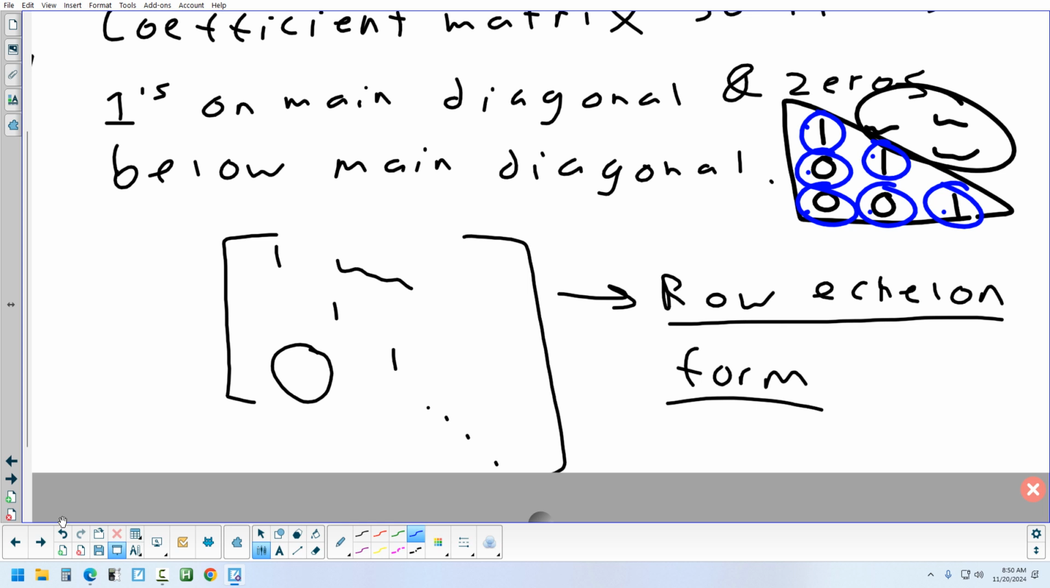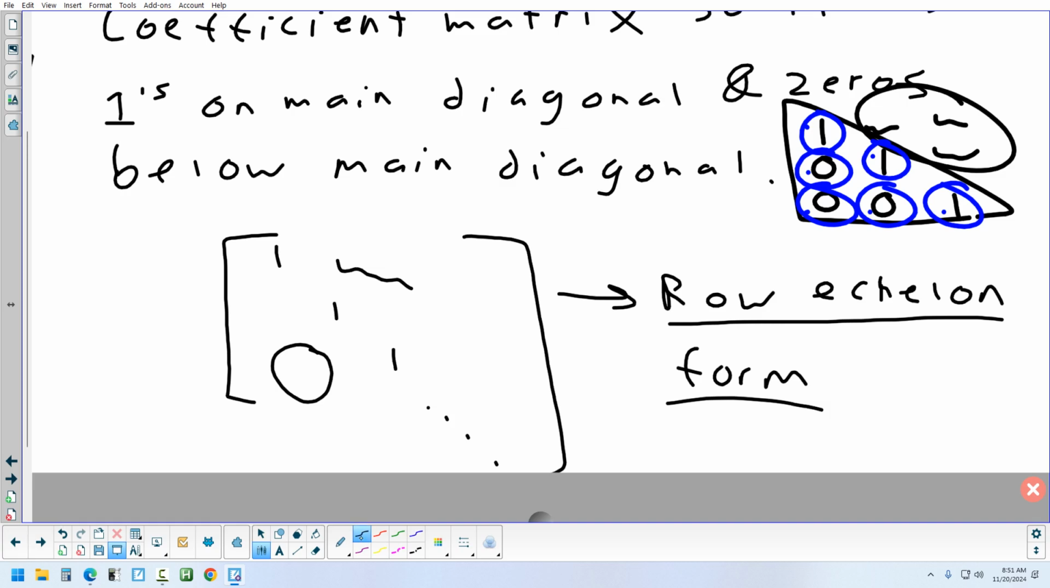The one I did with the circles in blue lays it out a little bit better than that picture. That type of arrangement of numbers is called REF, or row echelon form. That's the name of something that looks like that: ones on the main diagonal and zeros below it. Probably not going to use that term a lot, but that's what it means.